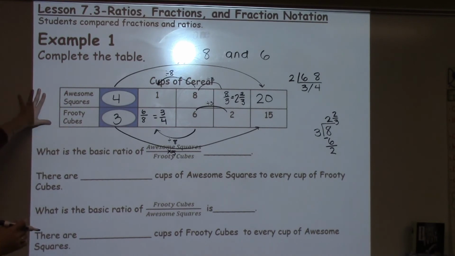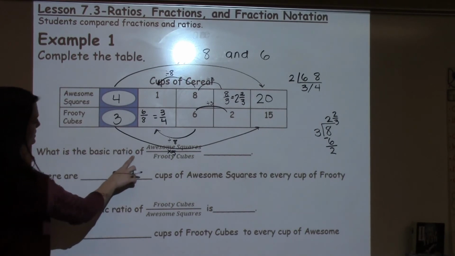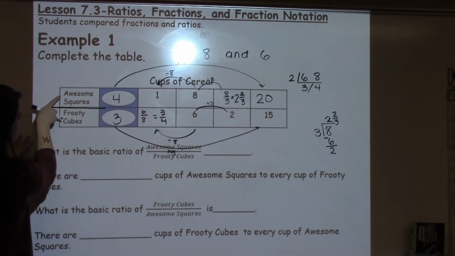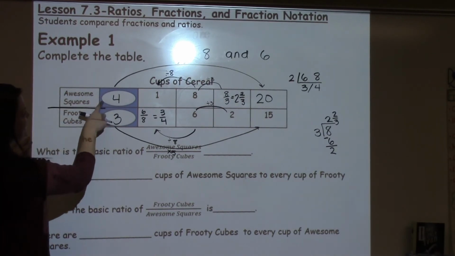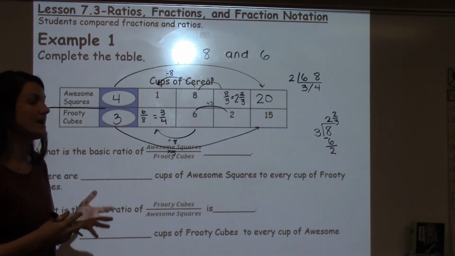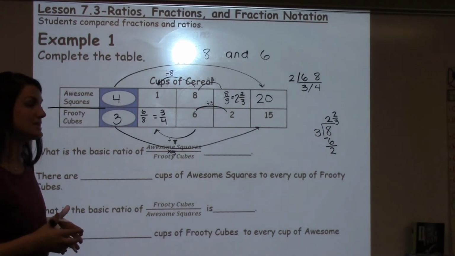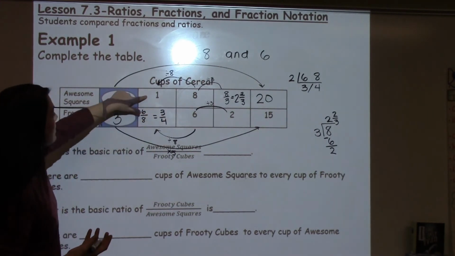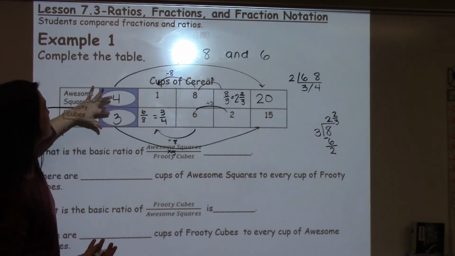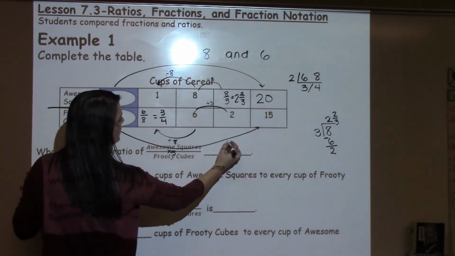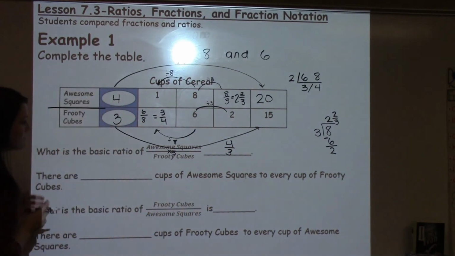So then, now that we've got our table completely filled out, we have to answer some questions. And this question just says, what is the basic ratio of awesome squares over fruity cubes? Well, I have that information right here. Awesome squares over fruity cubes. This is shaded in because this is our basic ratio. Remember, a basic ratio is the smallest whole numbers that you can get to with your ratios. So again, 8 to 6 is the ratio, 1 to 3/4 is another equivalent ratio, but the smallest whole numbers that I can get for both types of cereal would be 4 over 3, which is my basic ratio for these two cereals.